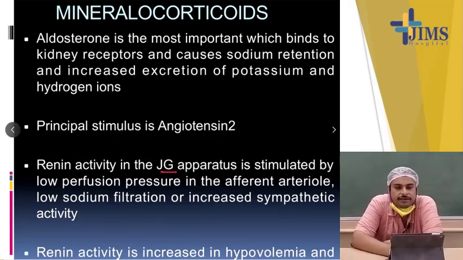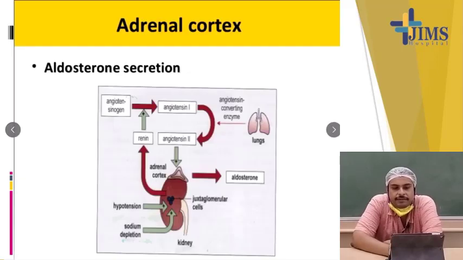As you can see from this chart, renin converts angiotensinogen to angiotensin 1, which is converted to angiotensin 2 by angiotensin converting enzyme. And angiotensin 2 then acts on the gland and secretes aldosterone.